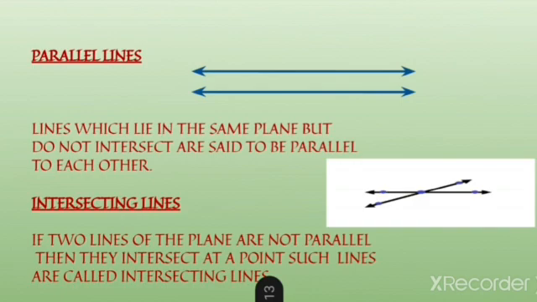Then what are intersecting lines? If two lines of the plane are not parallel, then they intersect at a point. Such lines are called intersecting lines. If you see in the picture, you will see there are two lines which are intersecting at a common point.